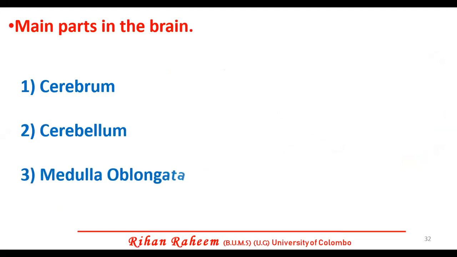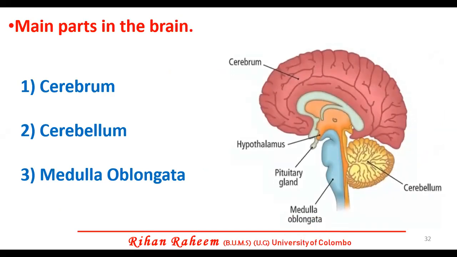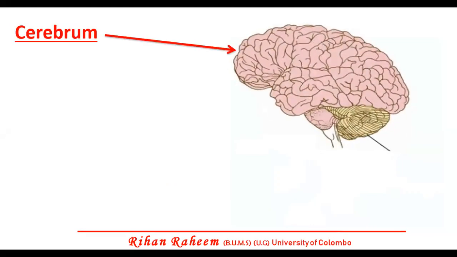The main parts of the brain in our syllabus, we have 3: cerebrum, cerebellum, and medulla oblongata. Cerebrum, cerebellum, and medulla oblongata. You should know the locations. Okay, one by one I will show. This is the cerebrum. The main part, the big part, it is the cerebrum. Can you all understand all these?